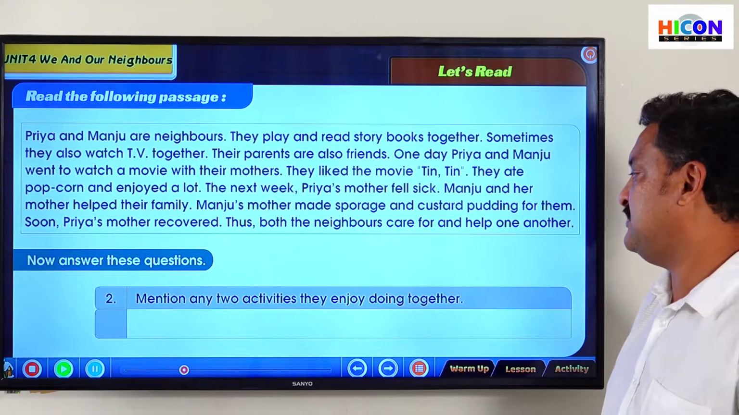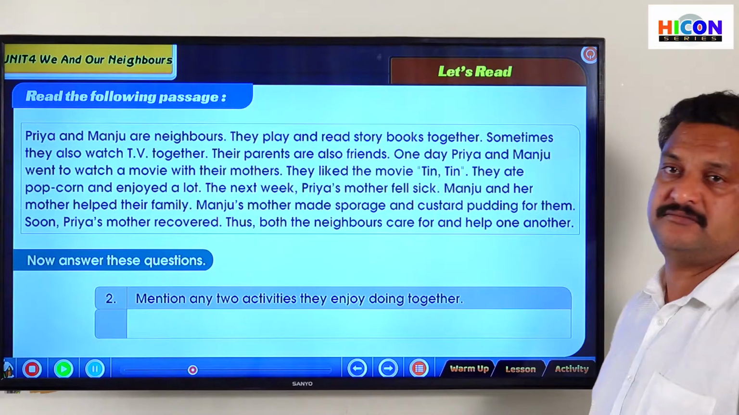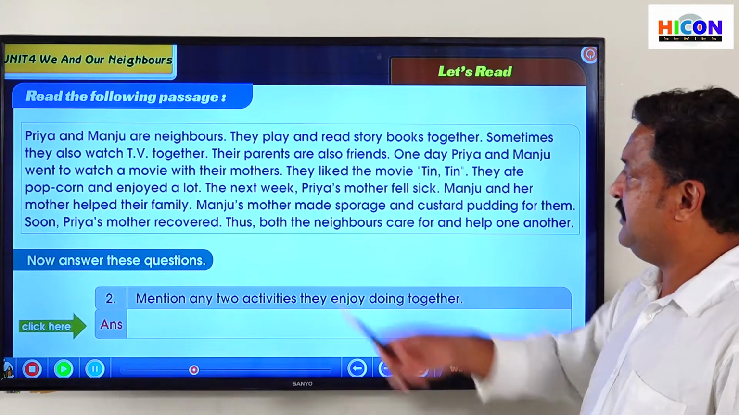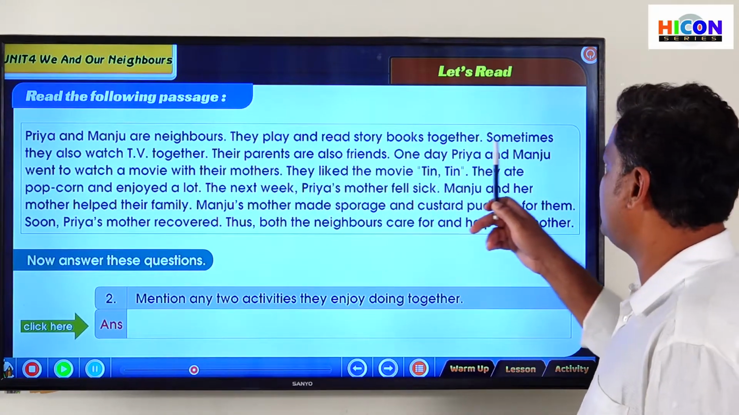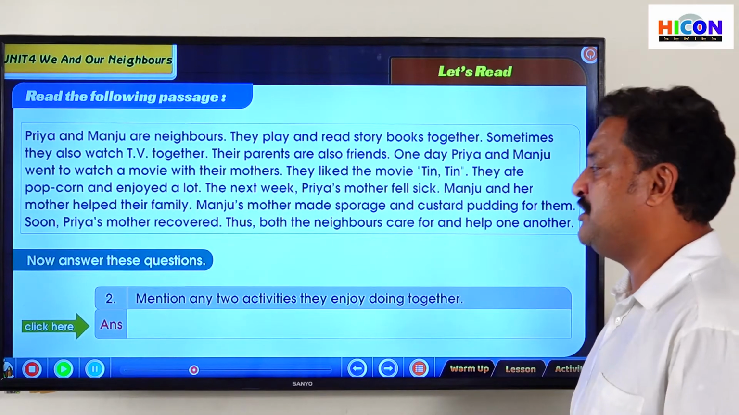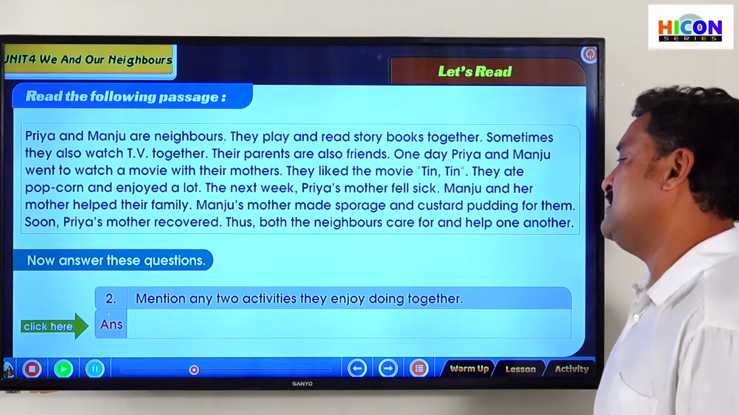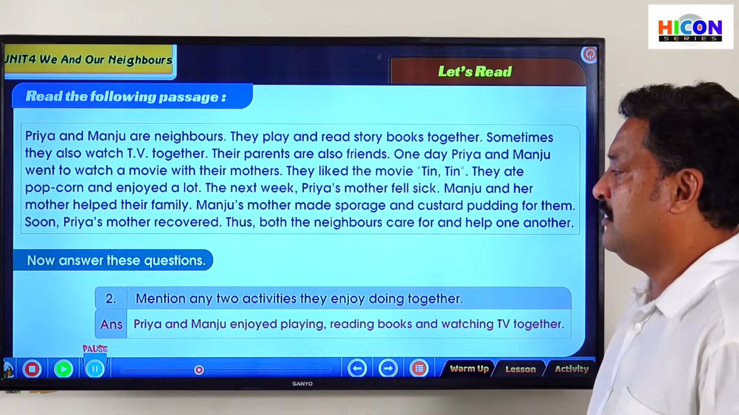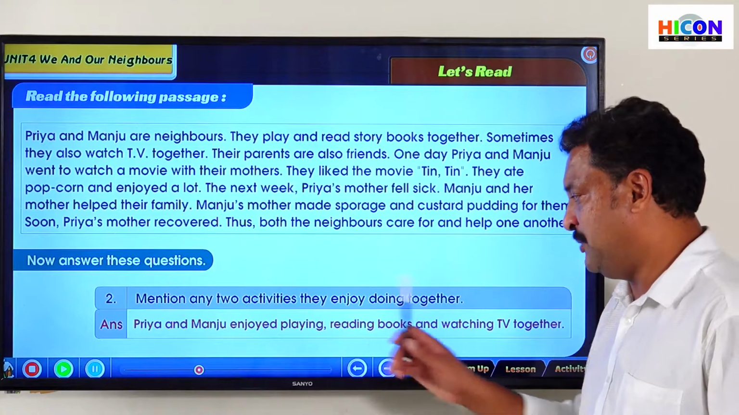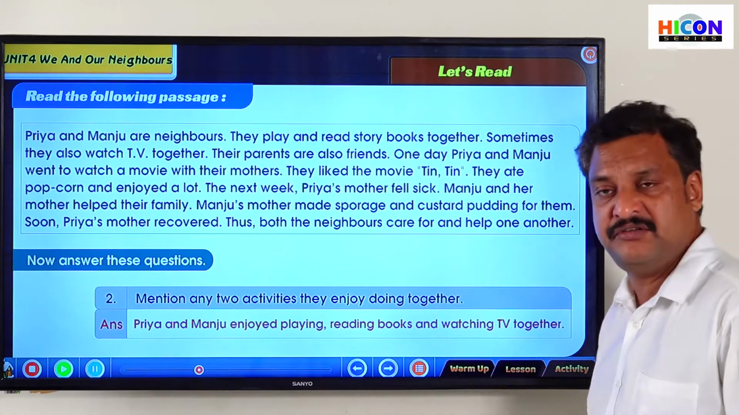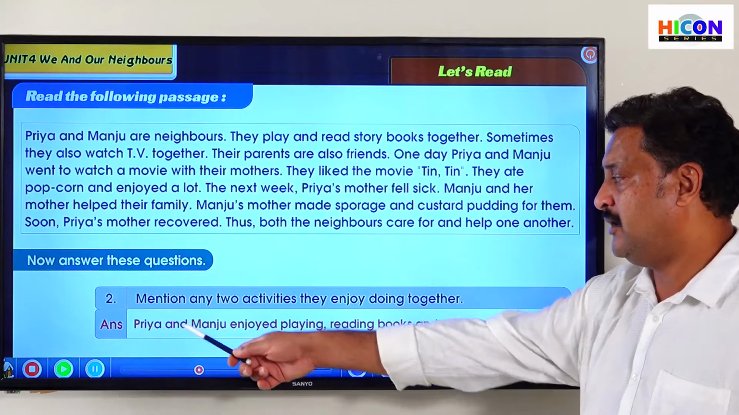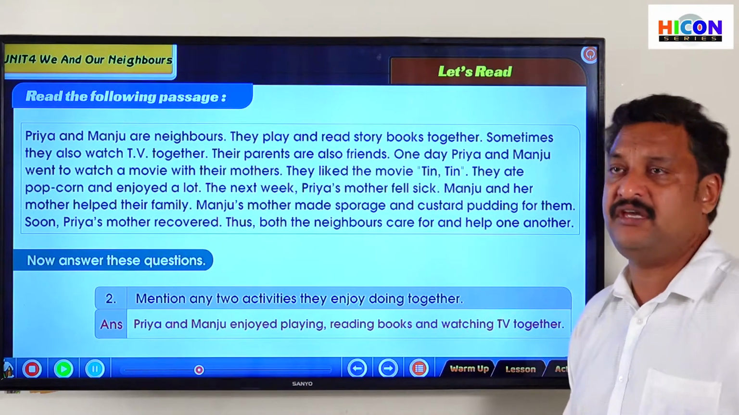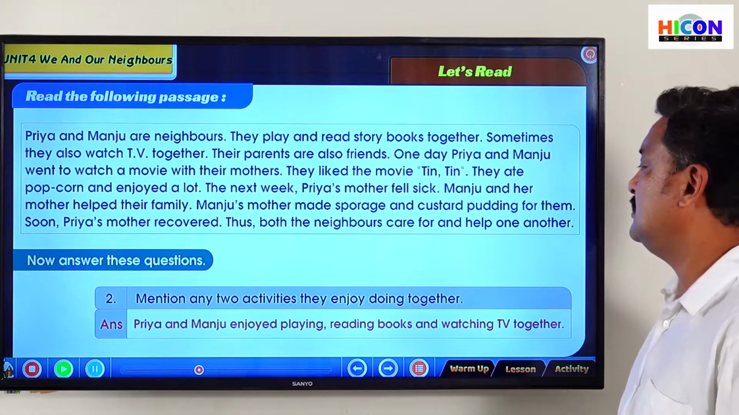Mention any two activities they enjoy doing together. What did Priya and Manju enjoy together? We have it here, no? They play, they read storybooks together. Sometimes they even watch the TV together. Isn't it? So what is the answer given? You can write any of them, no problem. Priya and Manju enjoyed playing, reading books and watching TV together. Right? Now the next question.